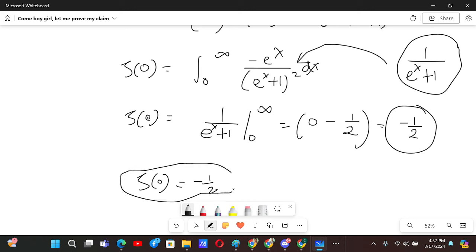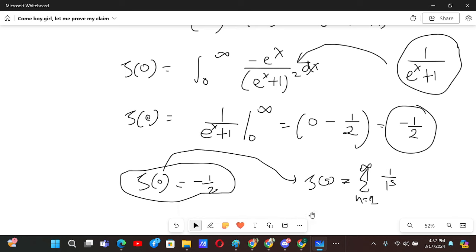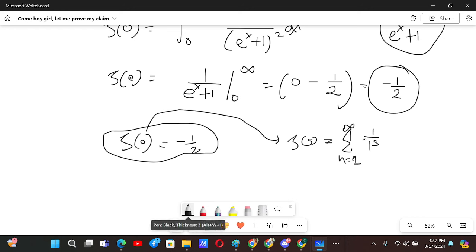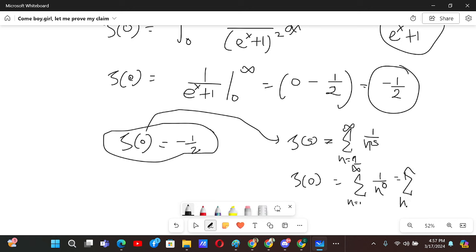If we try to go with the sum definition of zeta of 0, we know that zeta of s is equal to the sum from n equals 1 to infinity of 1 by n to the power s. So now if you find zeta of 0, this is just the sum from n equals 1 to infinity of 1 by n to the power 0, so that's 1. So this is the sum from n equals 1 to infinity of 1. This is minus 1 by 2.